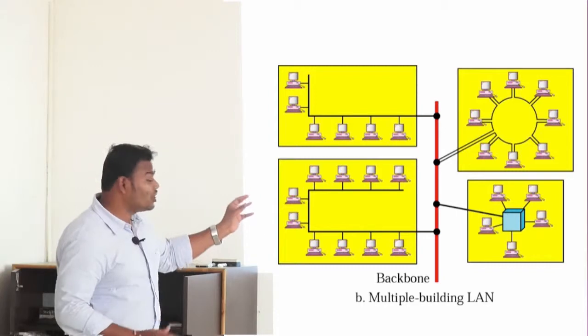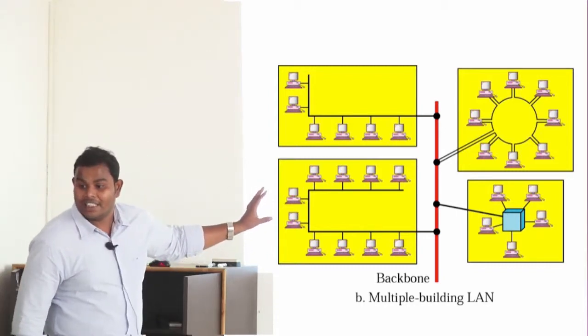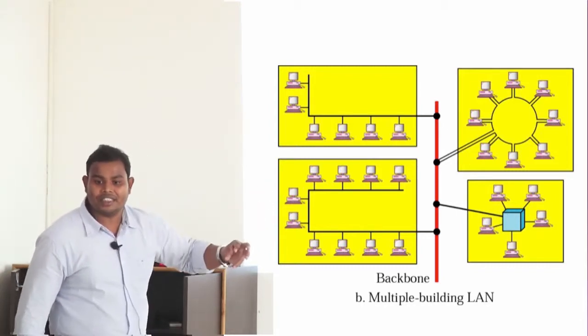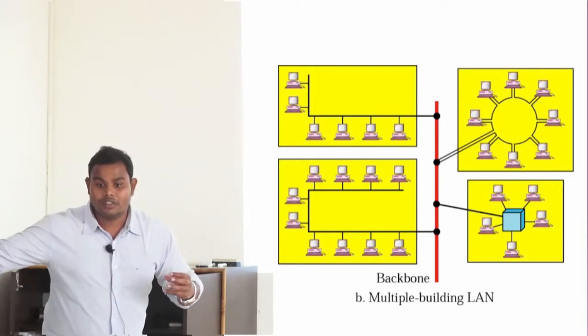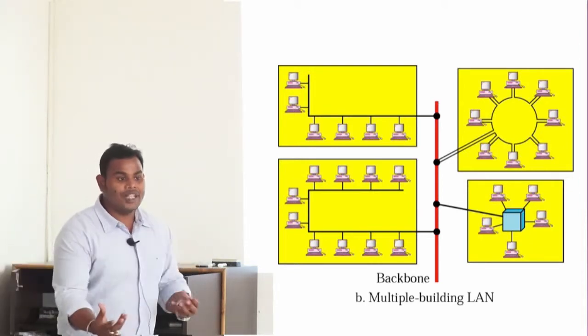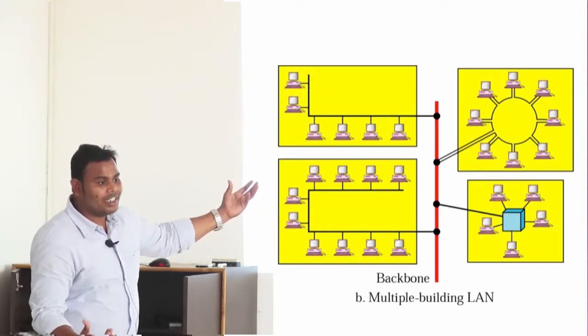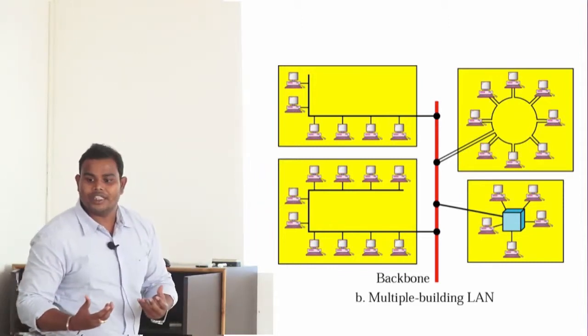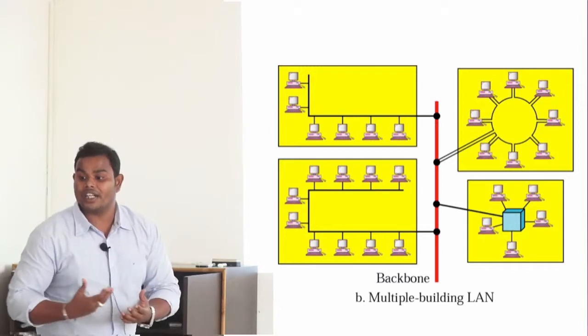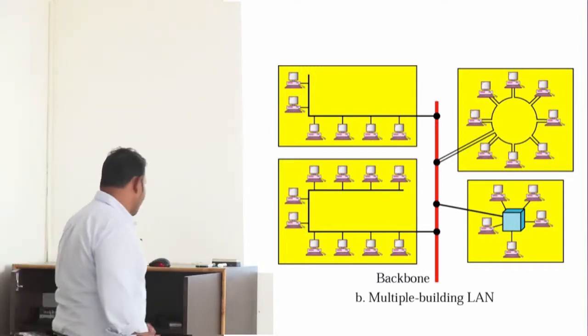So this is another complex example of LAN. Like we have 2-3 campuses, or like the hostel, we have one LAN. This main building has one LAN, that MBA building has another LAN. If they are connected to each other, then that will form a bigger LAN or complex LAN.